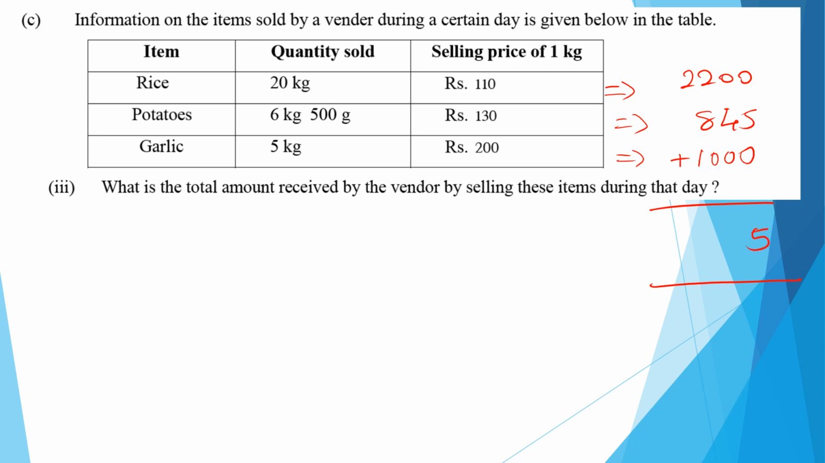This is 5, and 0 plus 4 plus 0 means 4, and you add 2 plus 8 means 10. You write 0 and 1 carries. 2 plus 1 is 3, 3 plus that 1 is 4, right? Then this is the amount the vendor earned. This is 4,045 rupees, right? This is the amount the vendor earned, right?